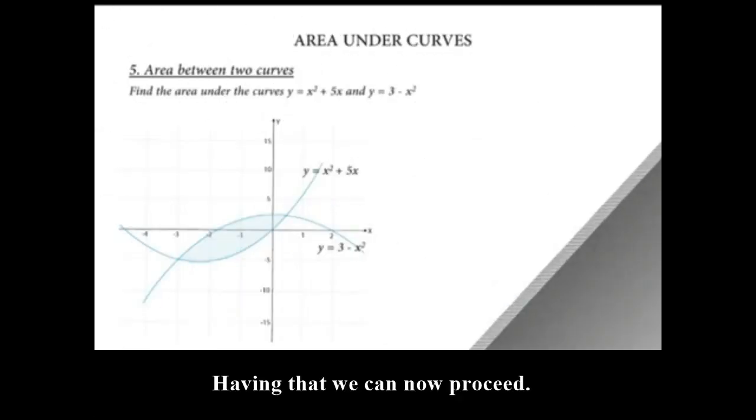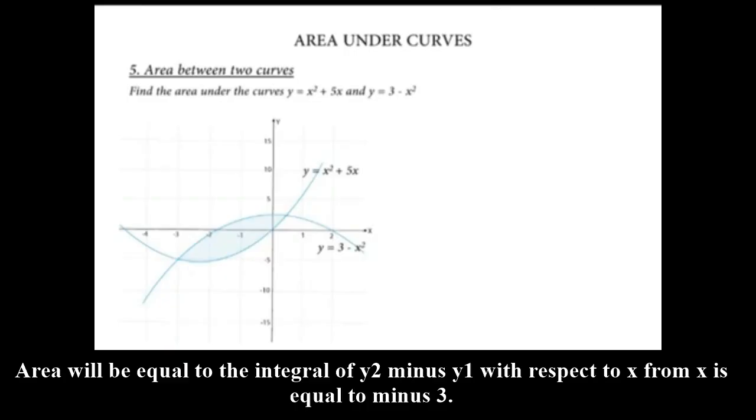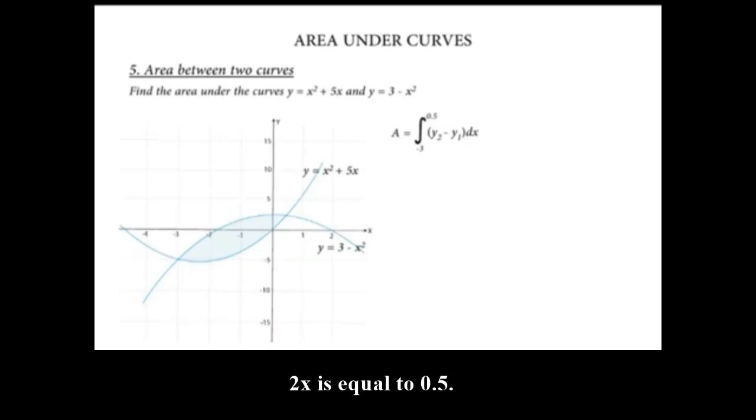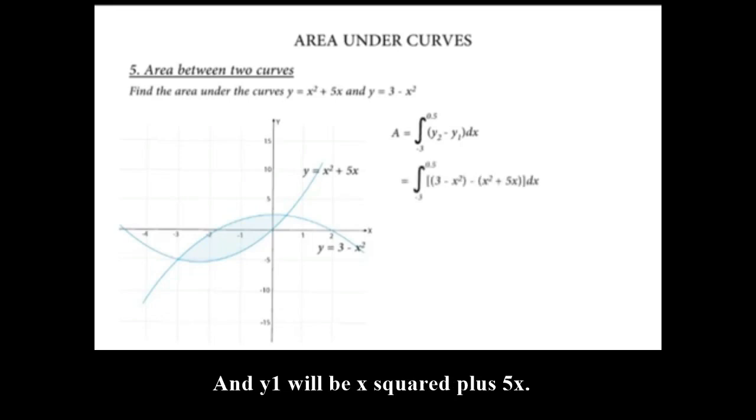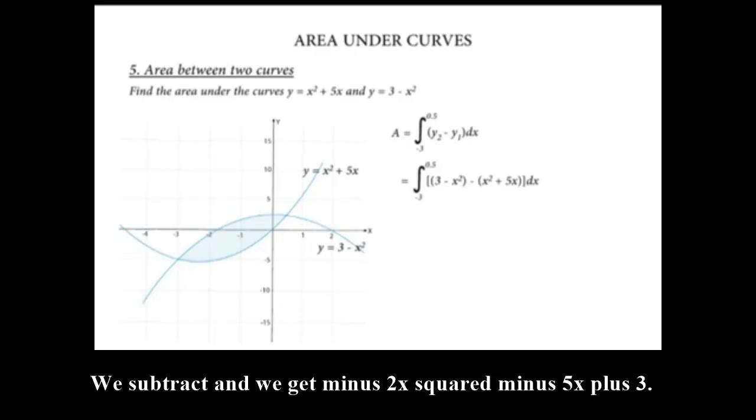Having that, we can now proceed. Area will be equal to the integral of y2 minus y1 with respect to x from x is equal to minus 3 to x is equal to 0.5. Proceeding, we subtract the two. y2 will be 3 minus x squared, and y1 will be x squared plus 5x. We subtract and we get minus 2x squared minus 5x plus 3.